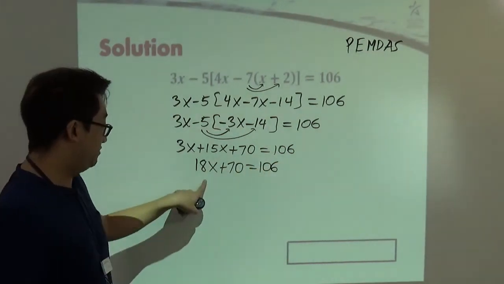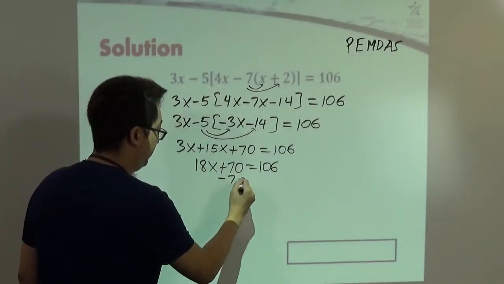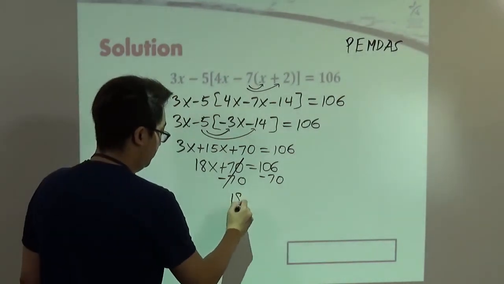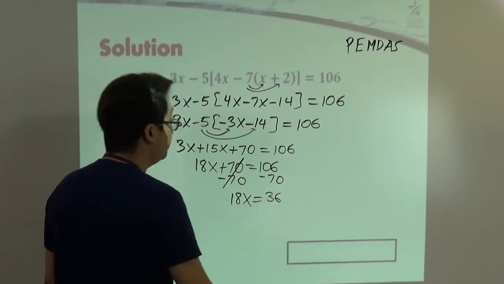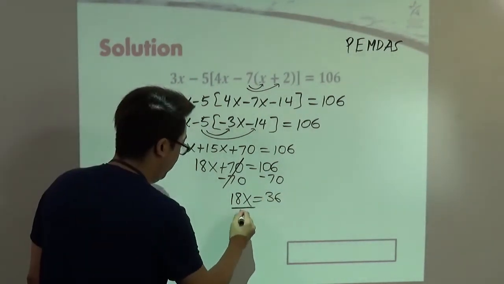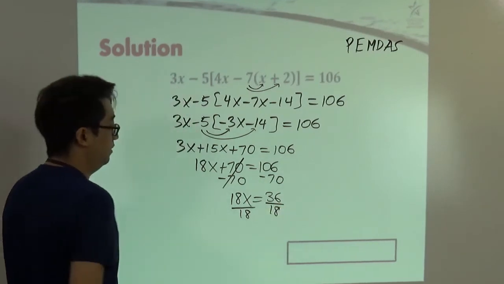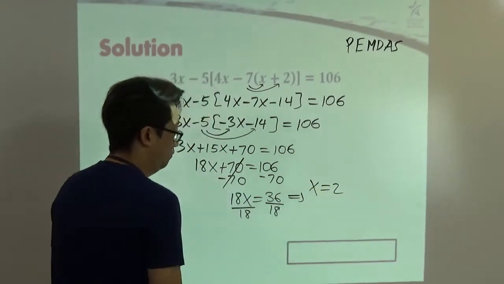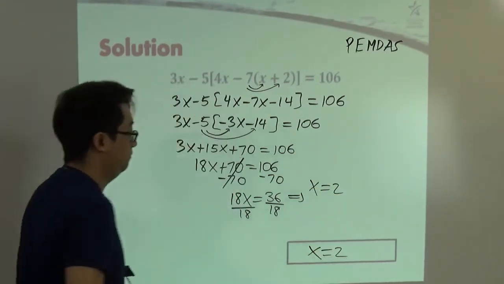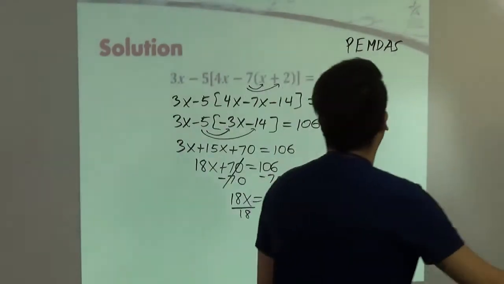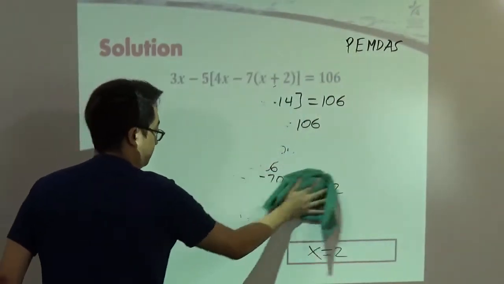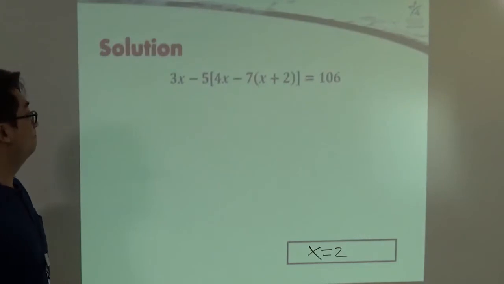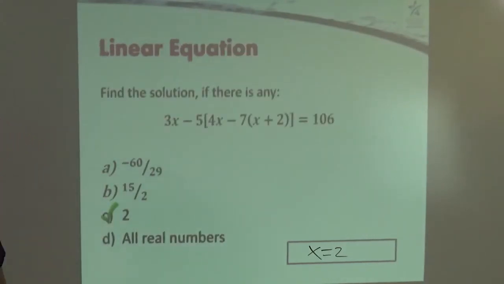And to solve for x, I want to get x by itself. So I subtract both sides by 70 to get rid of that positive 70. 106 minus 70 is 36. So 18x equals 36. And my last step is to divide by 18. So divide both sides by 18. Again, x equals 2. X is 2. So let's check if that is our answer. Right? X equals 2.